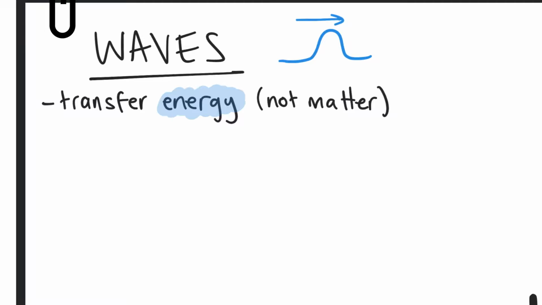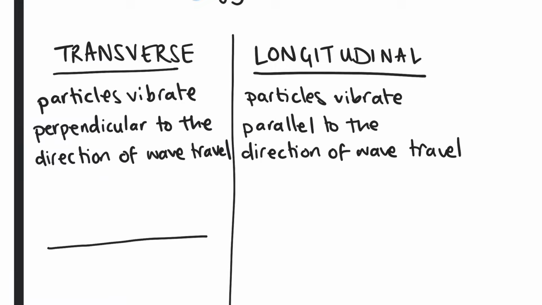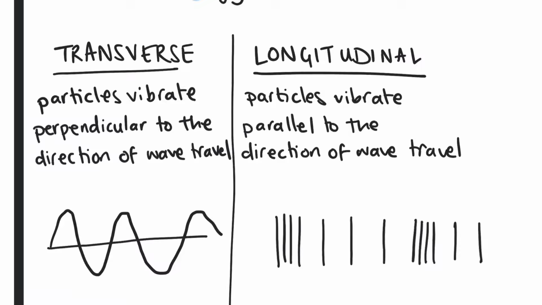So we're going to look now at the two different types of waves and the motion and the disturbance that would cause that type of wave. So we have two different types of waves. We have transverse waves and we have longitudinal waves. We have a definition that you need to be able to recall whenever you're asked what is a transverse wave or what is a longitudinal wave.